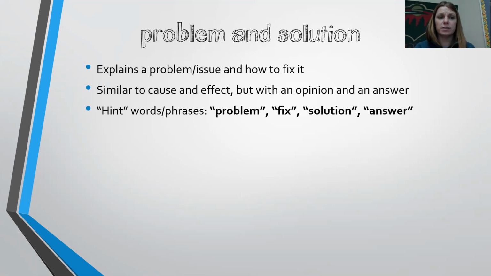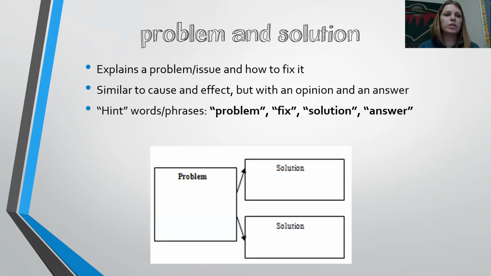The hint words or phrases are the word problem, or fix, or solution, or answer. Anything that has some similarity to the word problem and solution, if you see those, you've got a problem and solution passage. And we show this by one large box, and there are many, sometimes there'll be 3, sometimes there'll be 1, but we're going to use the example of a problem box and solution boxes.